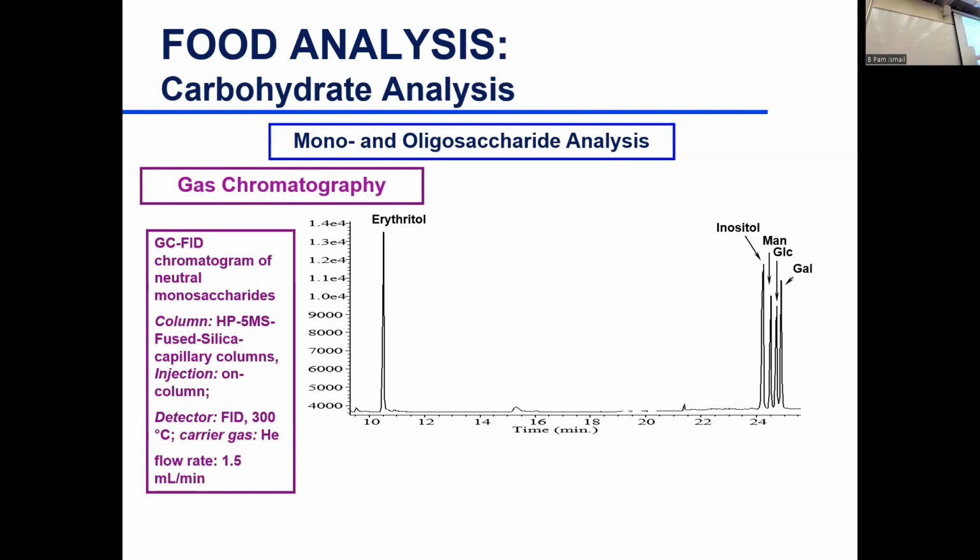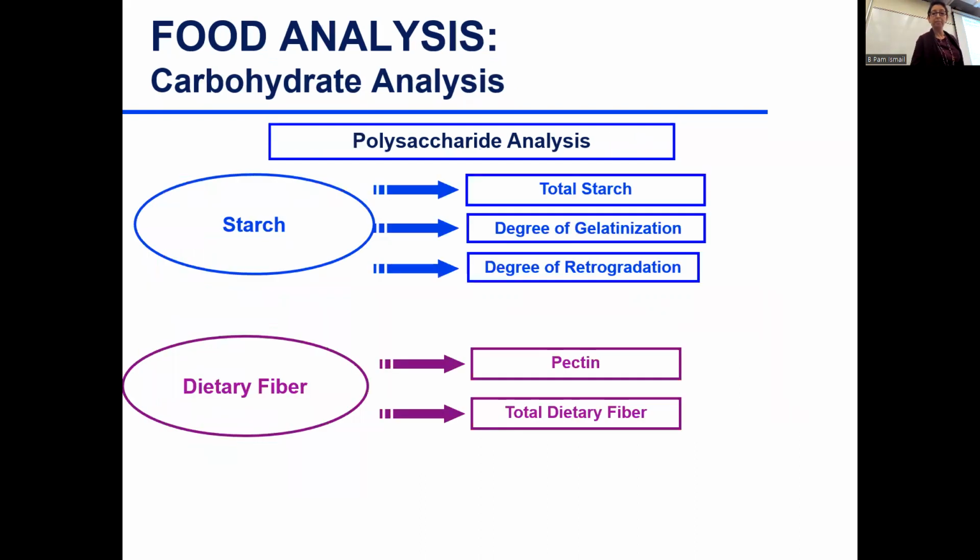You'll use an internal standard, and we can have the internal standard here in this case. And then you can separate and identify different monomers, and this comes in very handy in determining the compositions of your dietary fiber. Okay.